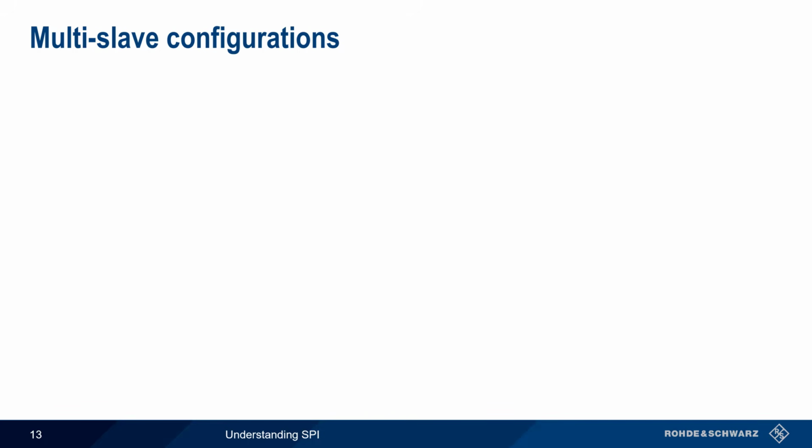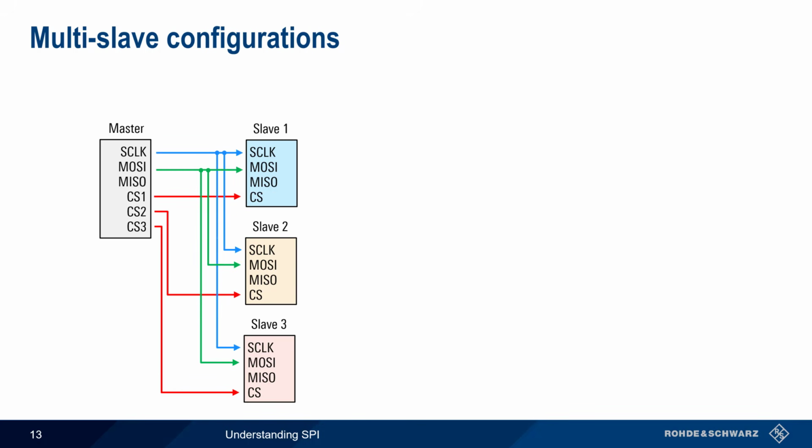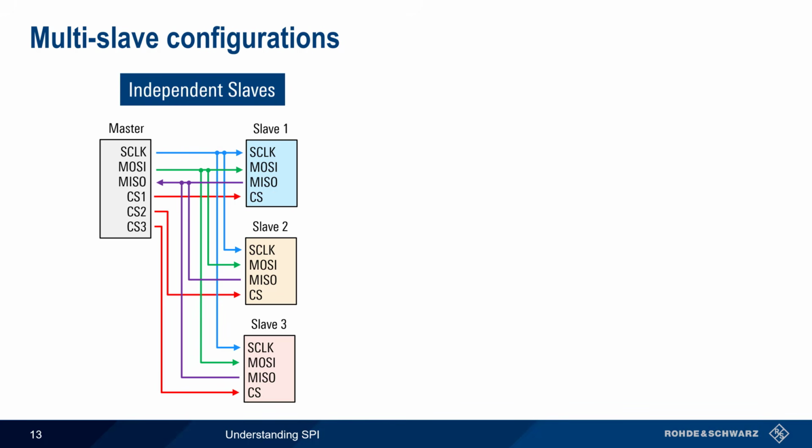The last topic we'll touch on is multi-slave configurations. One way a master can communicate with multiple slaves is by having a separate CS line for each slave. To address a slave, the master pulls that slave's CS line low. All other wires, that is clock, MOSI, and MISO, are all shared between the nodes. This configuration is often referred to as independent slaves. Although this method is relatively straightforward, there can be issues scaling this above more than a few slaves due to the need to have a separate CS line for each slave.